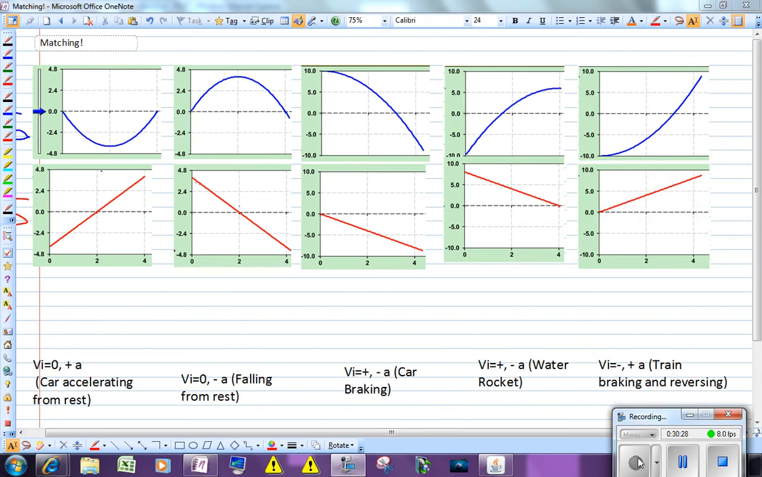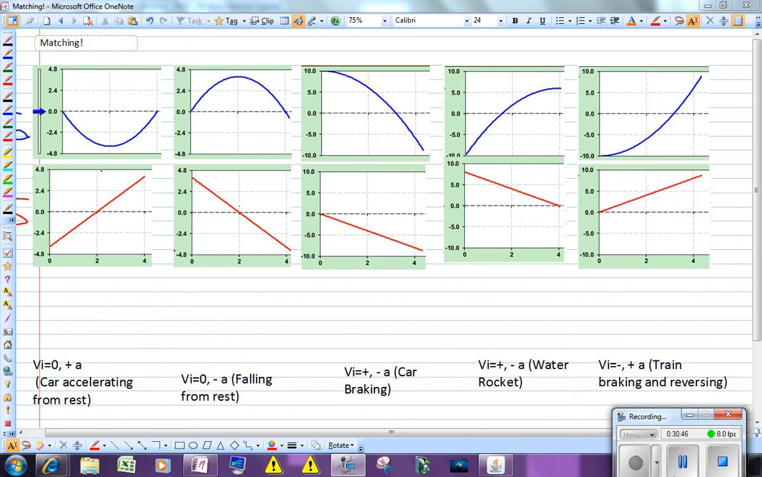Now for a little more practice, I'm just going to ask you to do one more thing for me, and that is to match each of these descriptions to the corresponding dt-vt graph pair. So take a moment and read these and look at these graphs and see which one you think it matches.